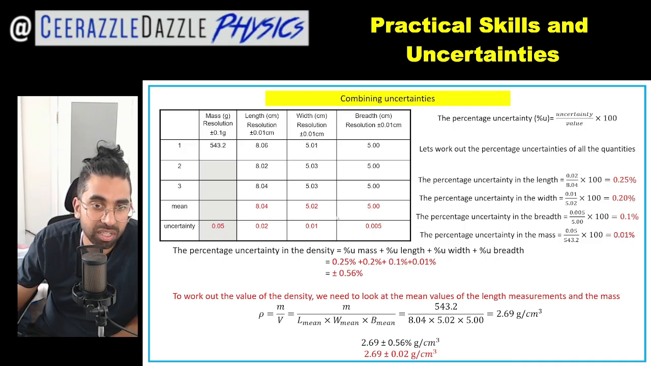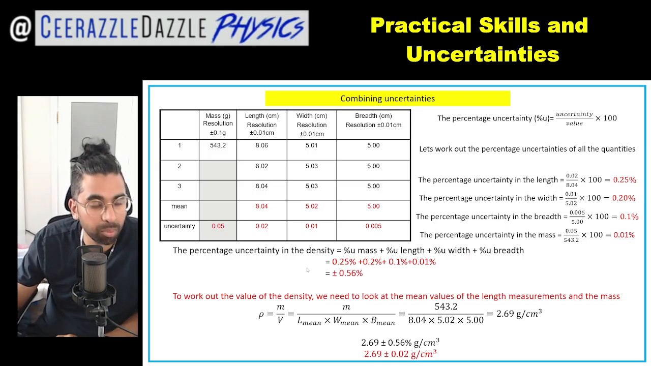Next one, percentage uncertainty in the breadth is going to be 0.05 divided by 5 times 100, it's 0.1%. Then the percentage uncertainty in the mass is 0.05 divided by 543.2 times 100, it's 0.01% over here.